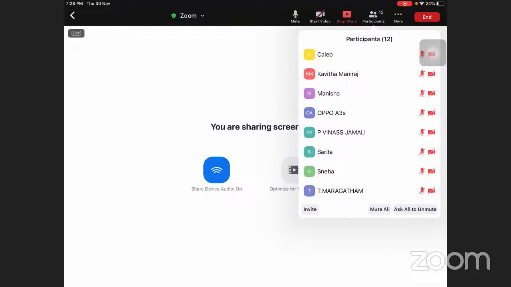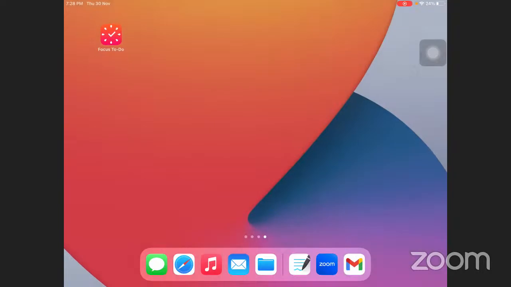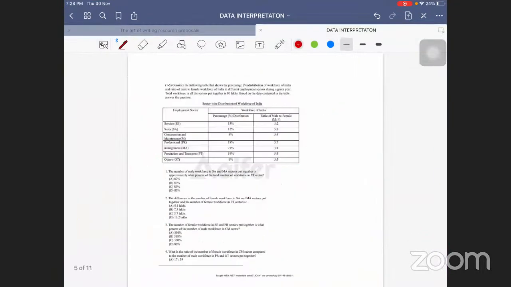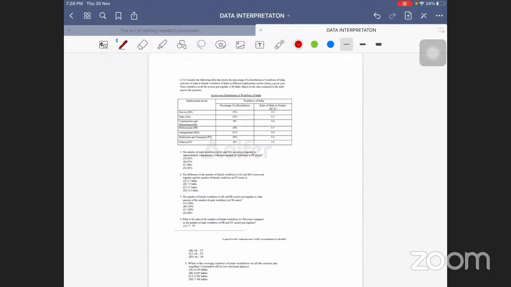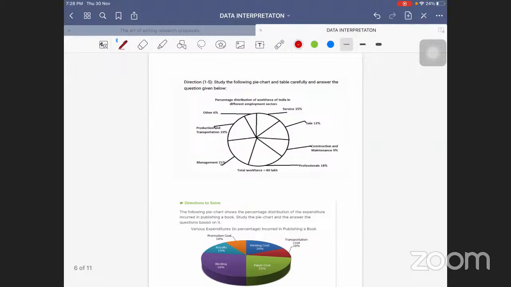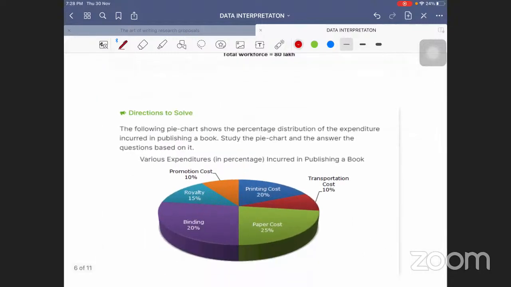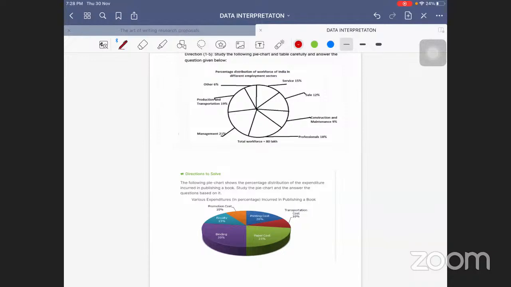Okay, I move on to the next one. I have given this sum for homework, you people work on that. This is also a previous year question paper. This is a pie chart related sum. A pie chart is round, so the total pie chart degree is 360 degrees. Based on 360 we work on the sums.